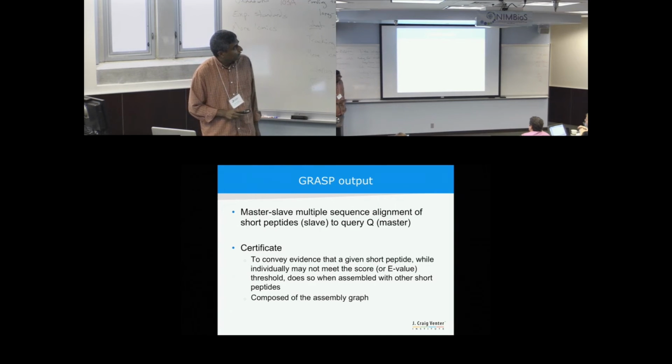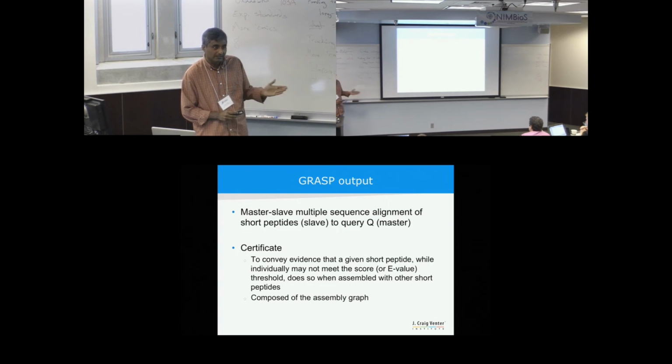And of course, we have this notion of a certificate where we can convey the evidence that a given short peptide is a homolog by virtue of the fact that it overlaps with a series of other short peptides whose total alignment scores are good, meet the cutoff.